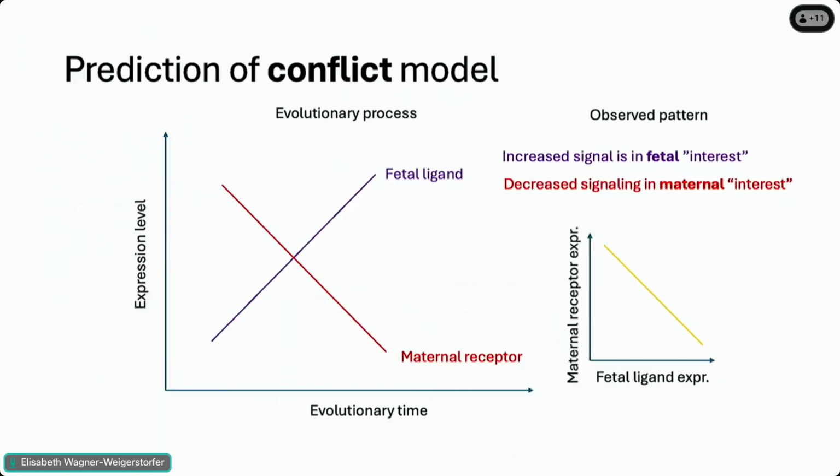So if there would be conflict, you would expect, for instance, that if in evolutionary time the fetal ligand is increasing in expression, the maternal receptor goes down, because it's not in the interest of the mother. It only benefits the fetus. Therefore, the mother has an incentive to decrease the efficiency of that signal by decreasing the receptor expression on her part. And in the comparison, where you have evolutionary time, you would expect a negative correlation between fetal ligand expression and maternal receptor expression.